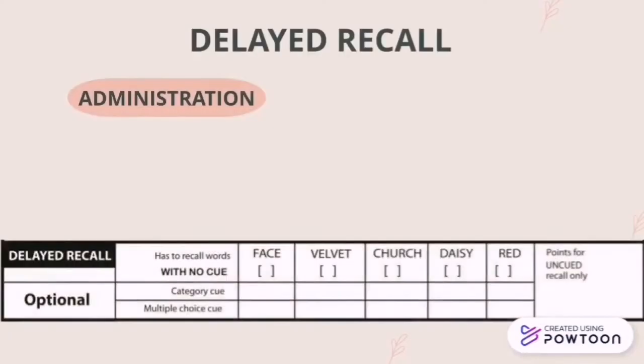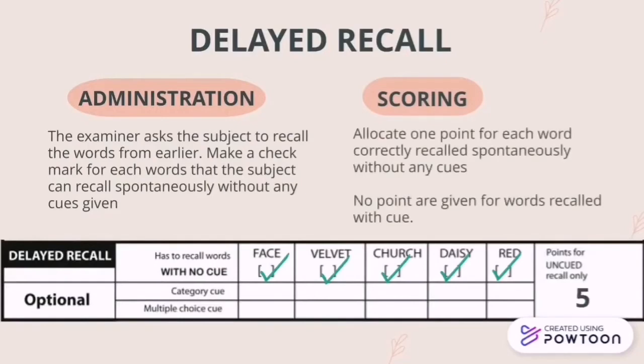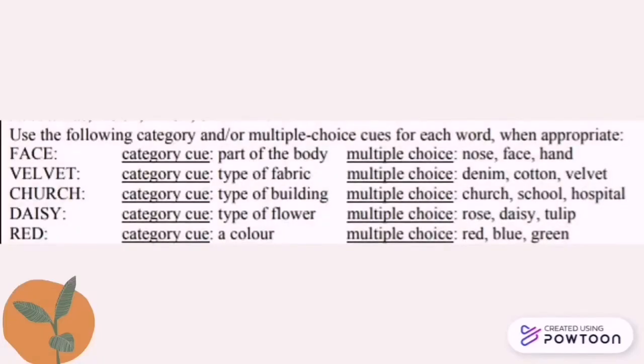For delayed recall, the examiner asks the subject to recall the words from earlier. Make a check mark for each word that the subject can recall spontaneously without any cues in the allocated space. Give 1 point for each word correctly recalled spontaneously without any cue. No points are given for words recalled with a cue. This is an example using a category or multiple choice cue for each word.